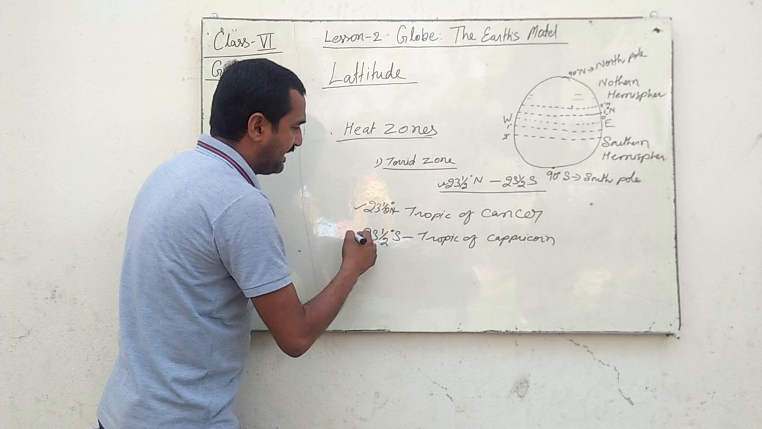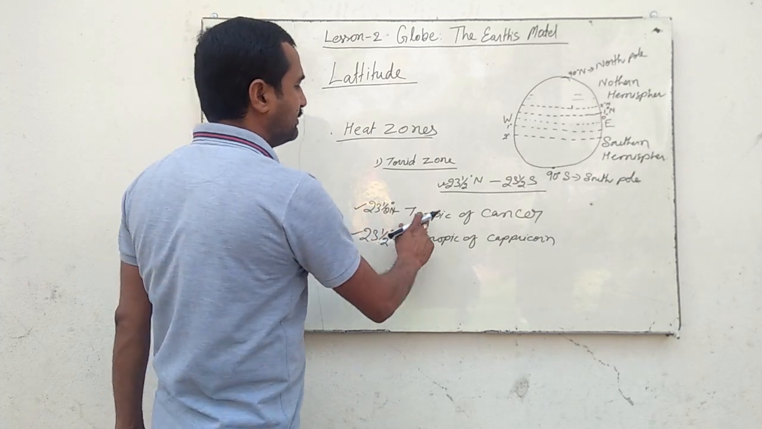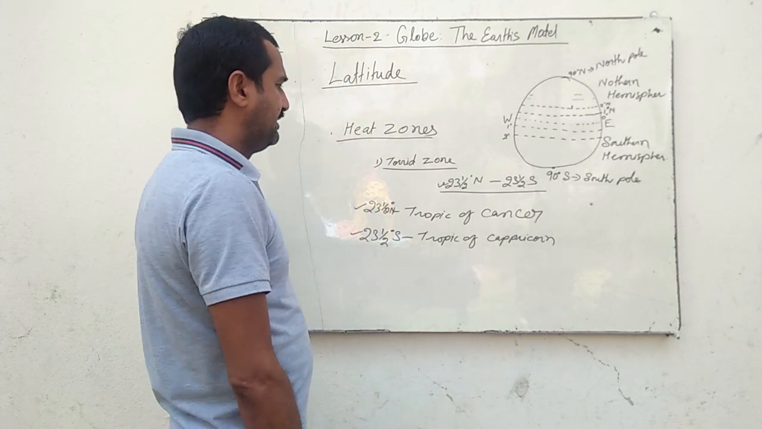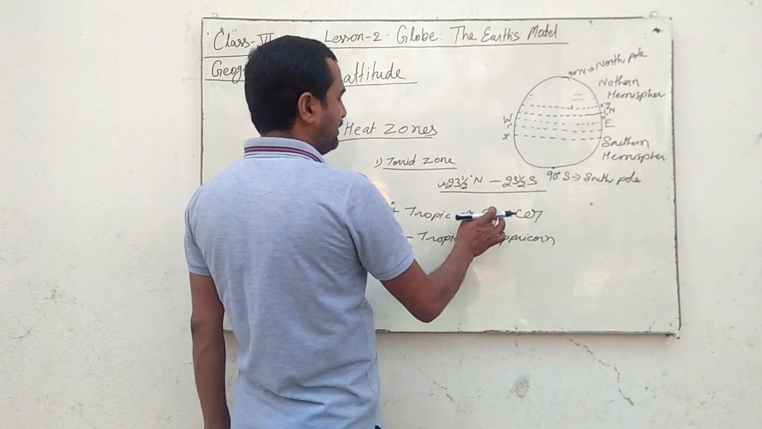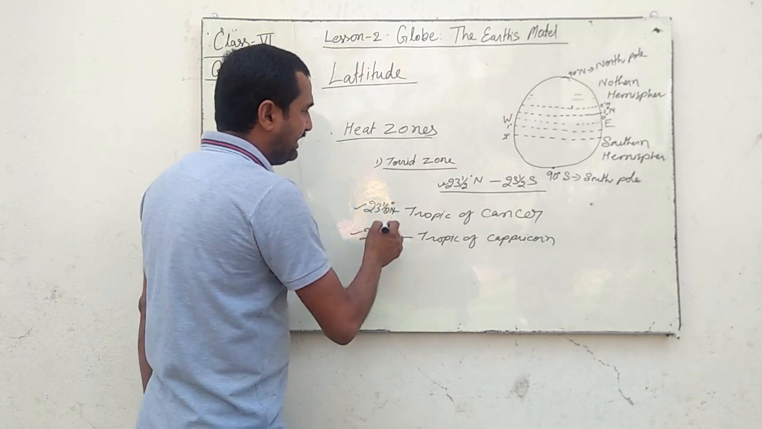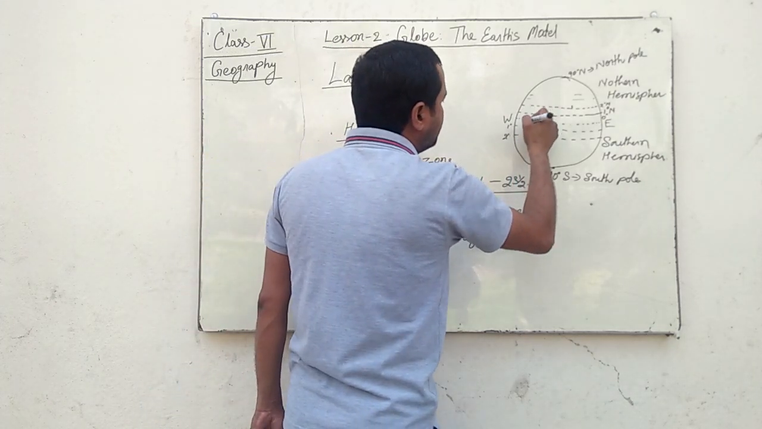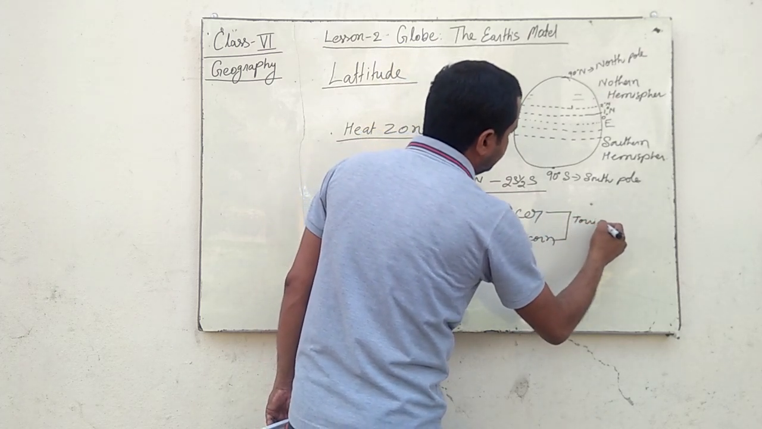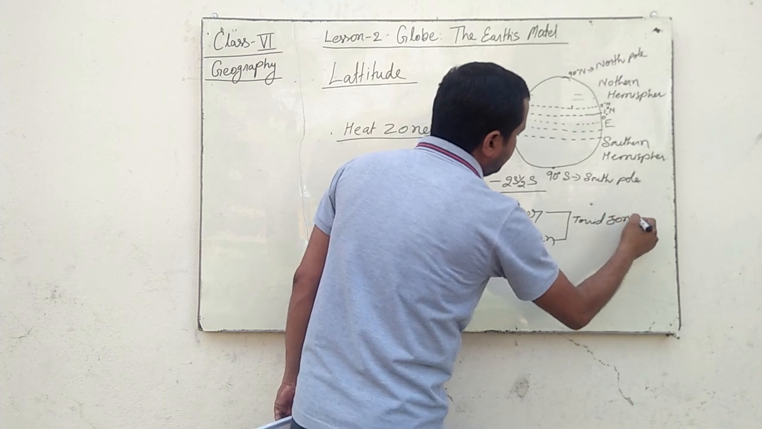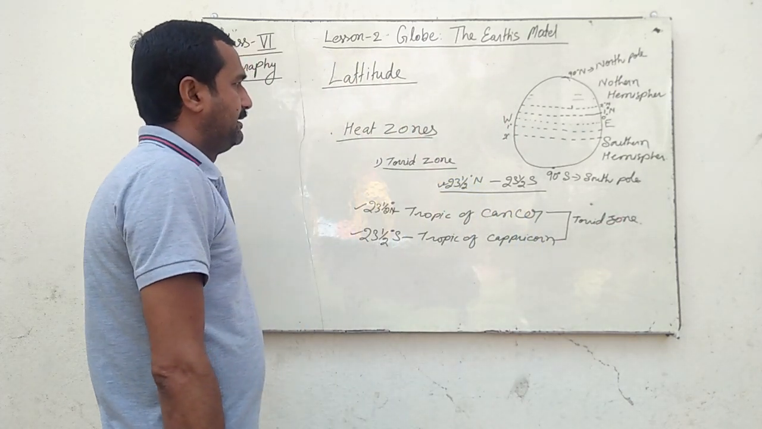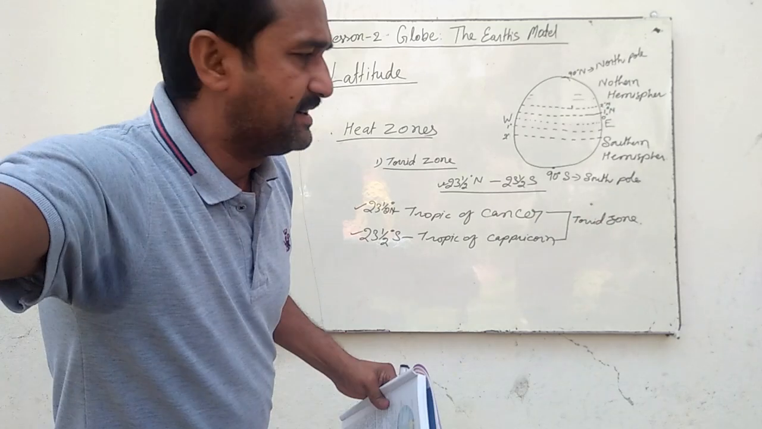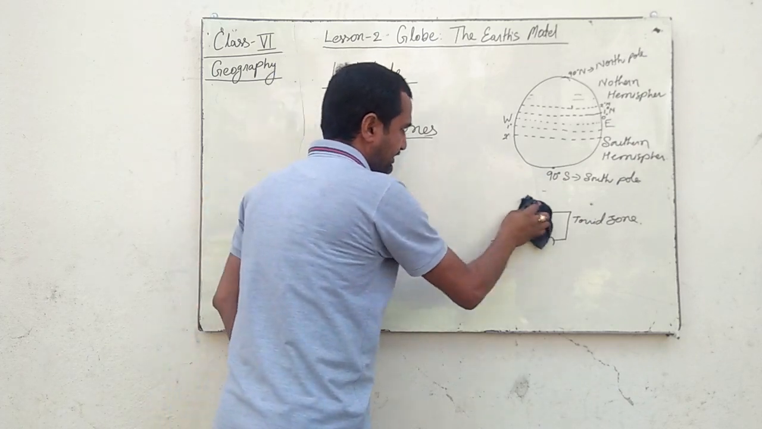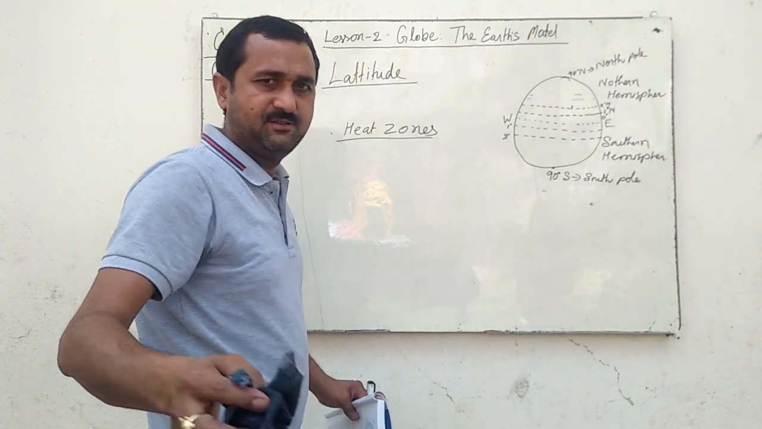Okay, these are the important latitudes. 23.5 degree north is called Tropic of Cancer. 23.5 degree south is called Tropic of Capricorn. Tropic of Cancer and Capricorn. So area lying between them is called torrid zone. Torrid zone. Next, I will teach you temperate zone. So let us see the concept of temperate zone.